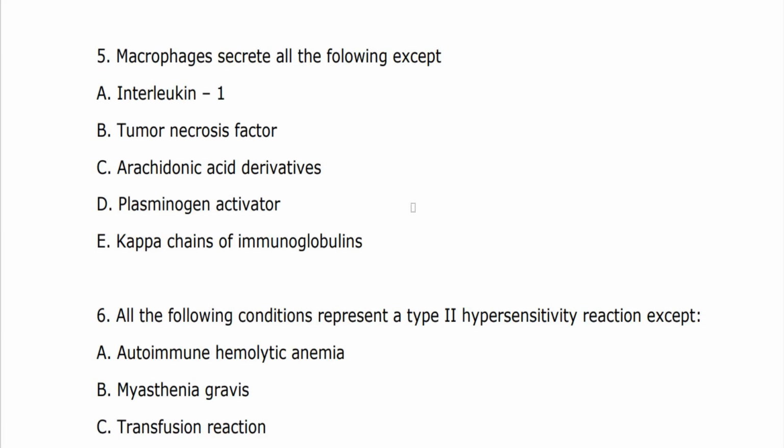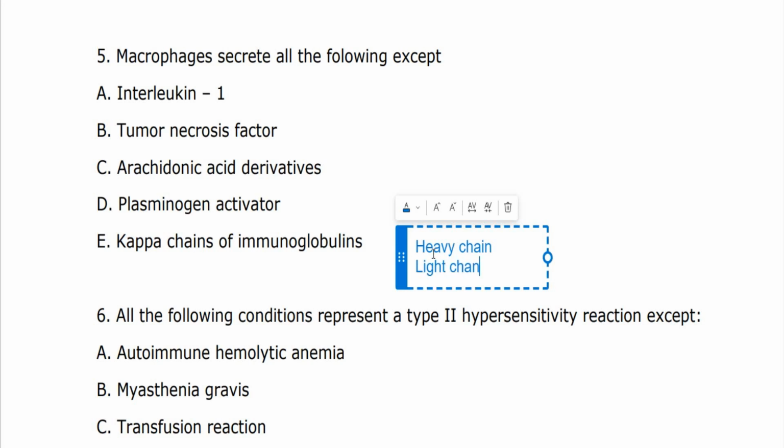Question number 5. Macrophages secrete all the following except, okay, so interleukin-1, macrophages secrete a lot of inflammatory mediators. So let's see. Interleukin-1 is an inflammatory mediator, TNF also, arachidonic acid derivatives also, plasminogen activator. But then you see number E, kappa chains of immunoglobulin. The immunoglobulins we have, our antibodies, have heavy chain and then light chain. Okay, so the heavy chain determines the name we call them.